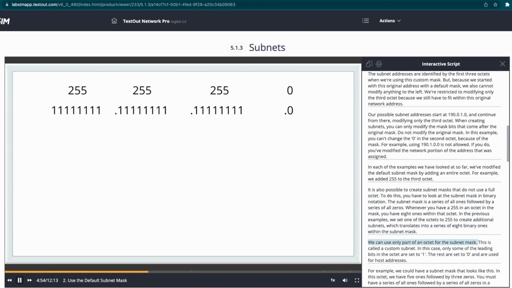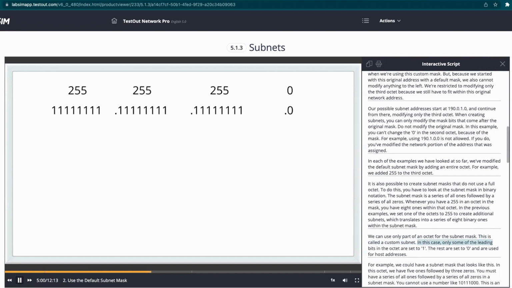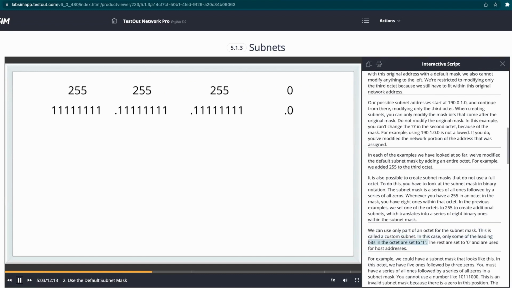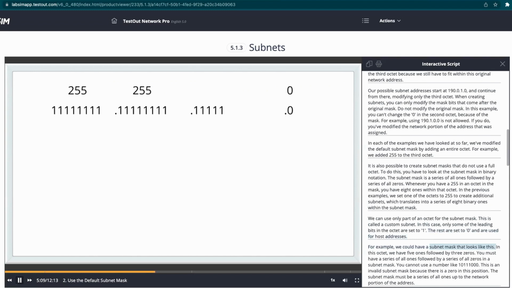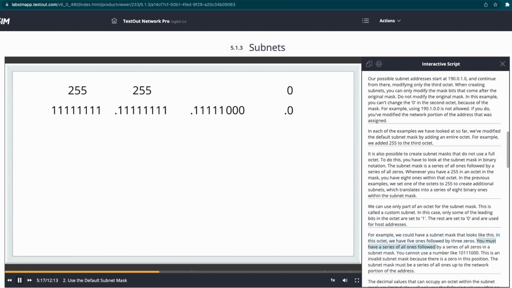We can use only part of an octet for the subnet mask. This is called a custom subnet. In this case, only some of the leading bits in the octet are set to 1. The rest are set to 0 and are used for host addresses. For example, we could have a subnet mask that looks like this. In this octet, we have 5 ones followed by 3 zeros. You must have a series of all ones followed by a series of all zeros in the subnet mask.